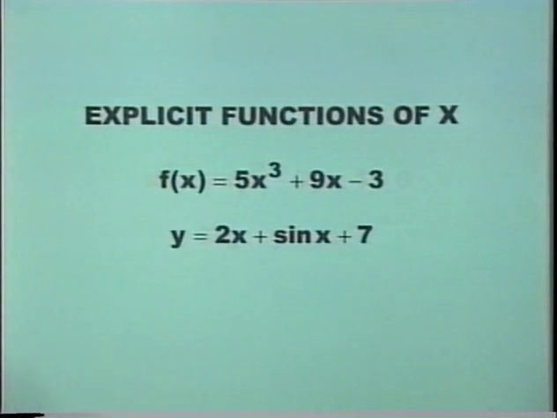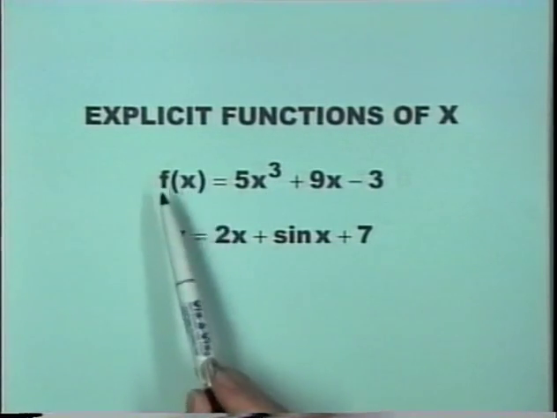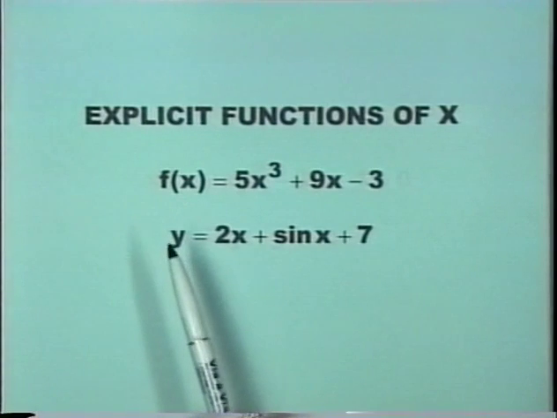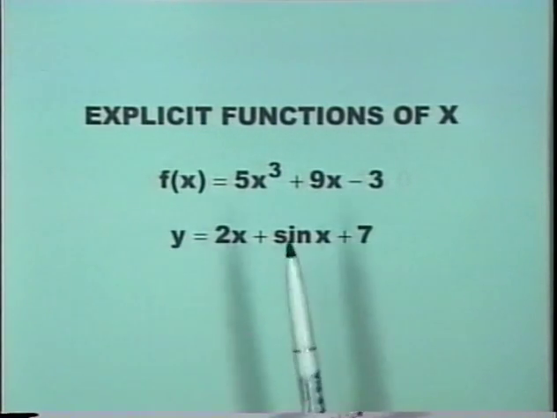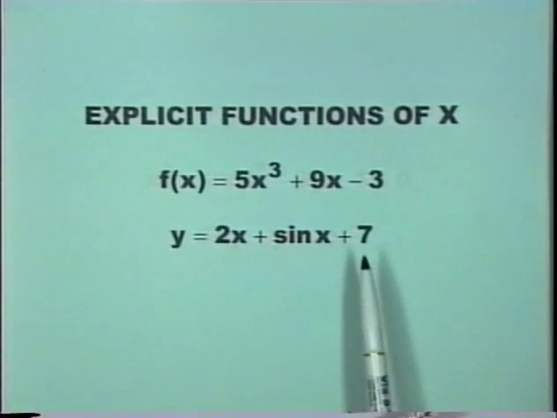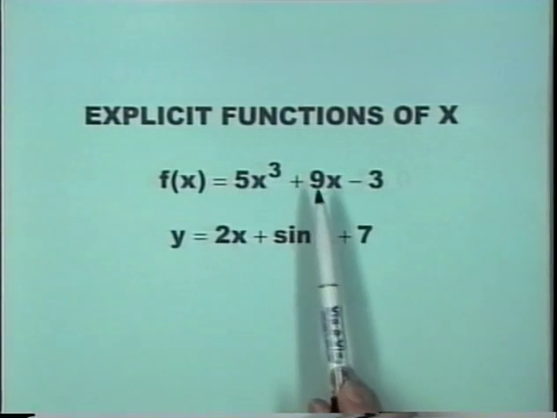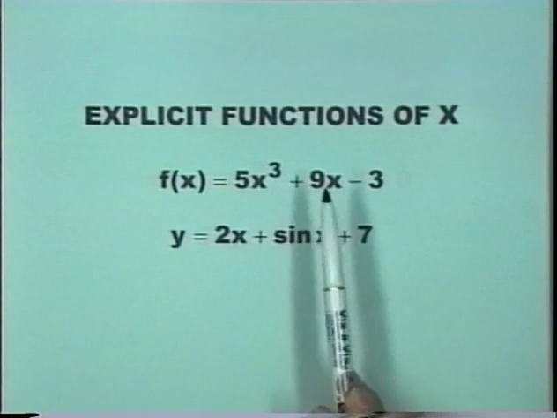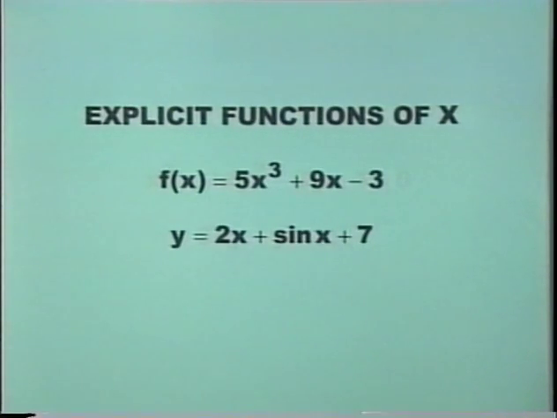Now here's the characteristic of an explicit function of x. Notice f of x is just another symbol for y. So on one side of the equation we have y isolated. Everything on the other side of the equation simply involves constants and x's, functions of x here, but we do not have a mix of the variables.